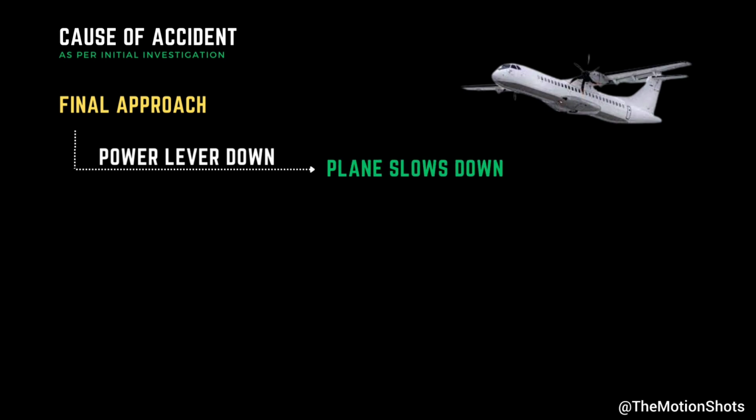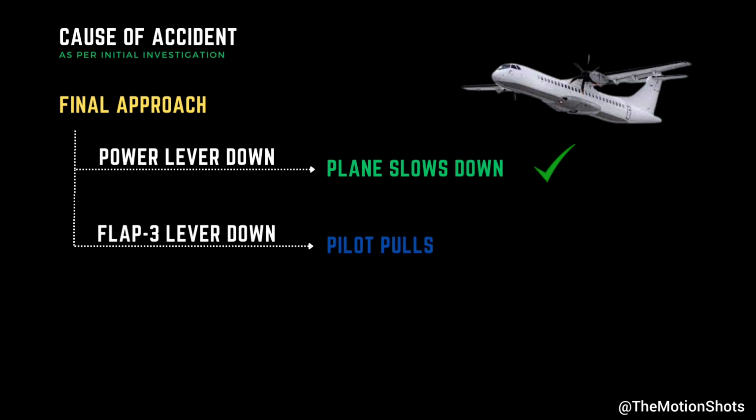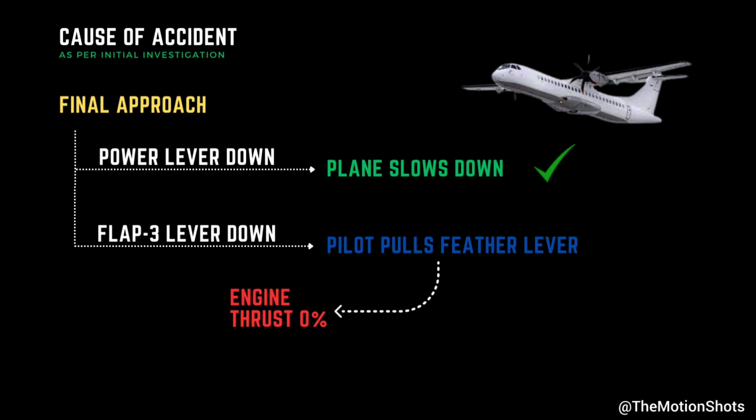On the final approach, the pilot pulled the power lever to reduce engine power. This slowed the plane as it got ready to touch down. To further slow down and stabilize the plane, the flaps were to be extended fully. The pilot pulled the feather lever instead of the flap lever. This caused a feathering action and the propeller could no longer produce thrust. This also contributed to slowing down the aircraft very quickly.